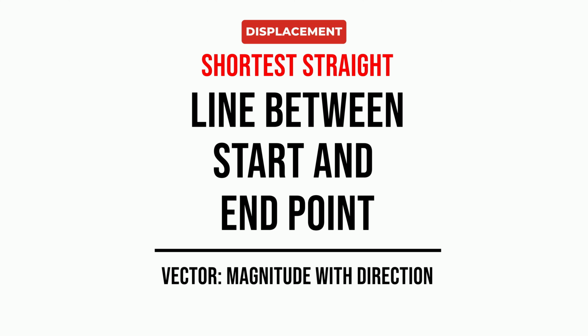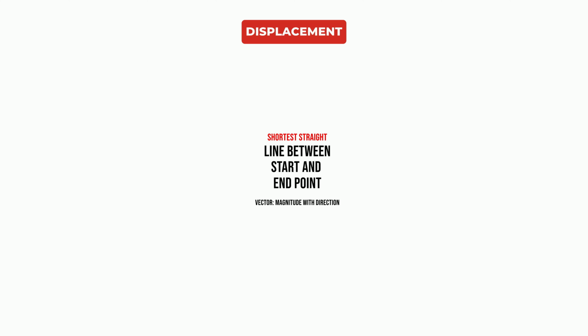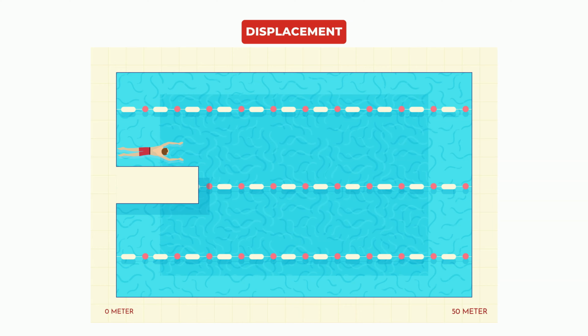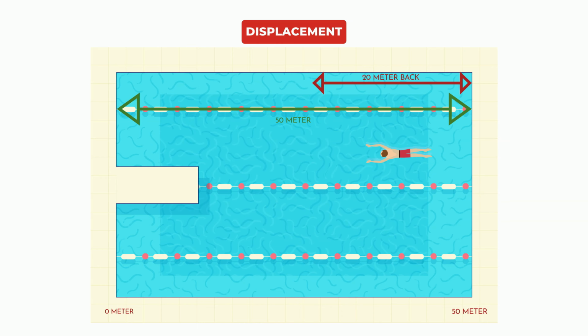Now comes the interesting part, displacement. Unlike distance, displacement is the shortest straight line between your starting point and where you end up. It's a vector, meaning it has both magnitude and direction. Let's say you start at the 0-meter mark in a swimming lane, swim 50 meters to the end, then swim 20 meters back. Your displacement isn't the total distance, it's simply 30 meters from where you started.